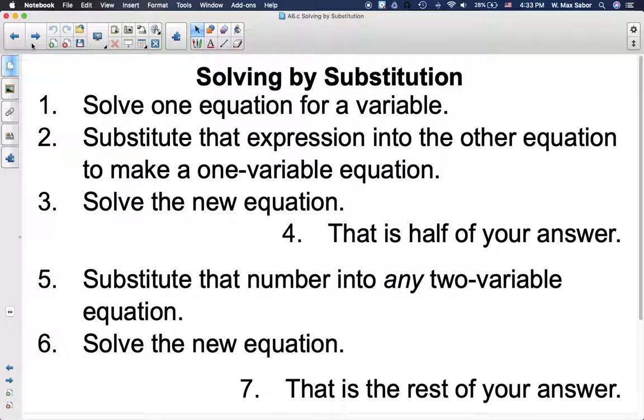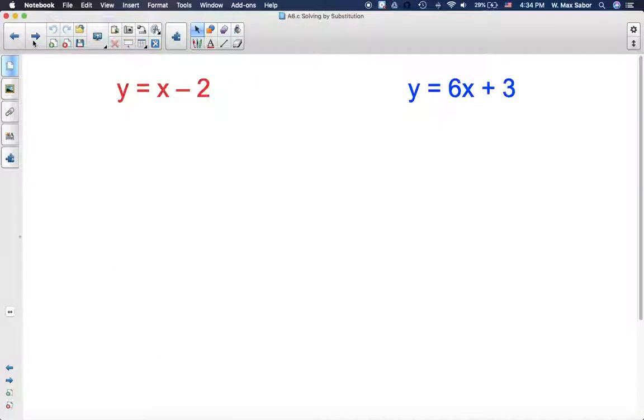To solve by substitution, you'll solve one equation for a variable, substitute that expression into the other equation to make a one variable equation, solve the new equation, which gives you half of your answer. Then you have x or you have y. You can plug that number back into one of the two variable equations, solve, and find the rest of your answer. That's a lot of text, and you should be able to match these steps up with what we're doing in the next lines. So, solve an equation for one variable.